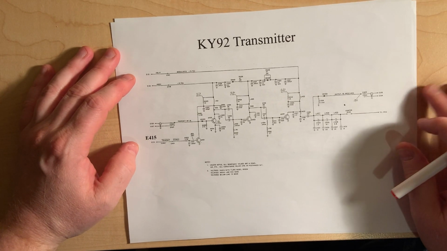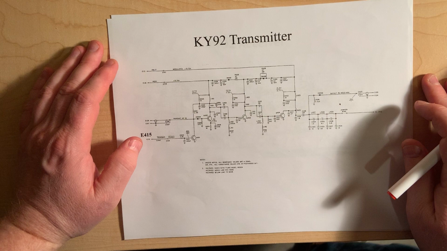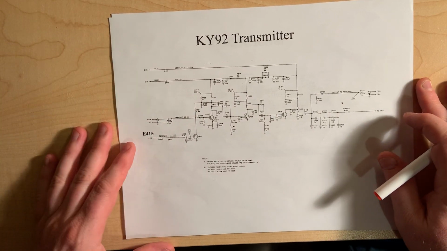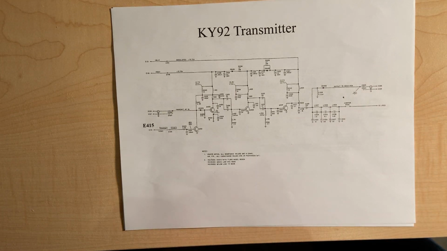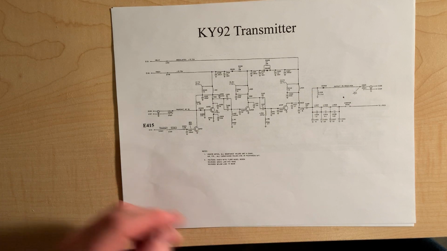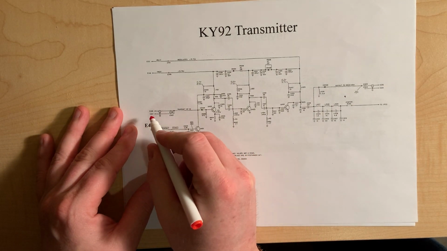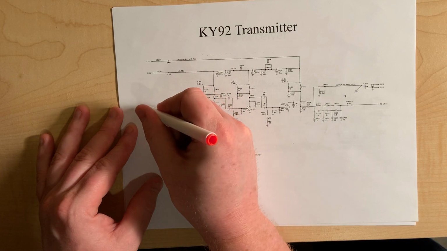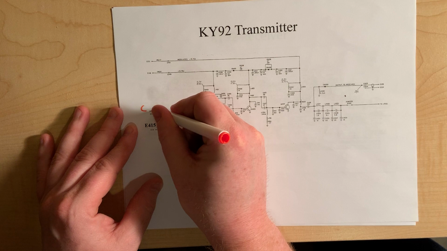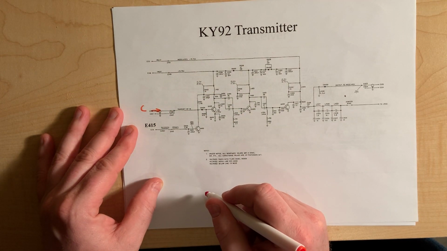Okay, so in this video, I'm going to go through the KY92 transmitter schematic as far as some of the basic operations. Okay, so what we're going to point out right off the bat is where our signals are coming in from. First things first, the oscillator, our RF, in other words, this is the carrier. The carrier is coming in on this line right here. Okay, so that's the carrier signal.